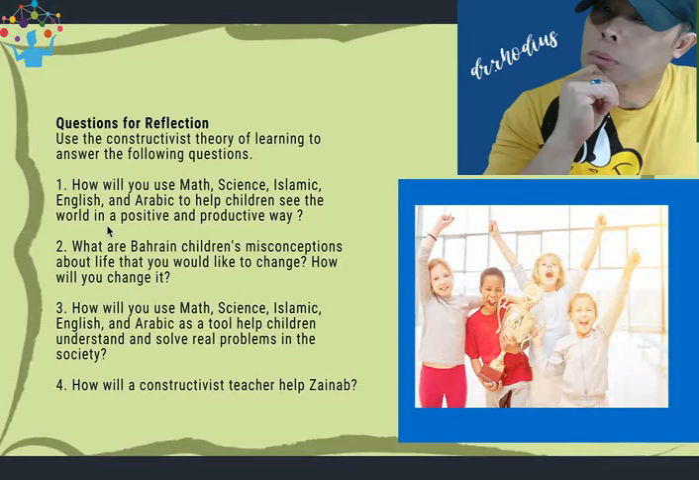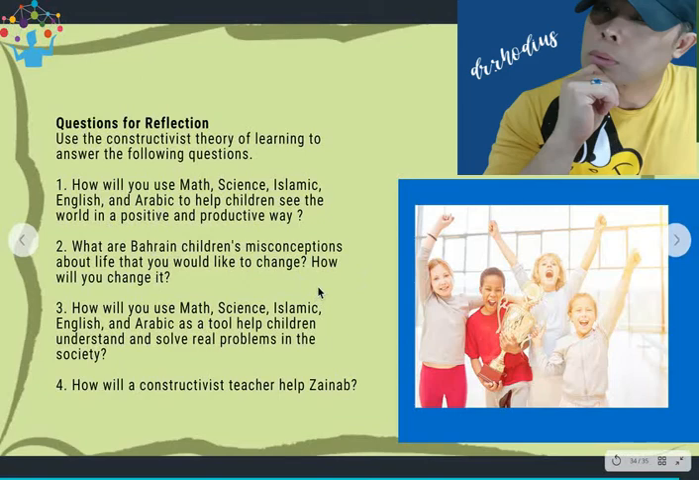And the second one is, what are the Bahrain children's misconceptions about life that you would like to change? Can you list down some misconceptions of children about life that you have to correct when they become your students in the future? And how will you change it? And the third one is, how will you use math, science, Islamic, English, and Arabic as a tool to help children understand and solve problems in the society? So I mentioned that a while ago. How are you going to make use of your own course to solve specific problems in our society?